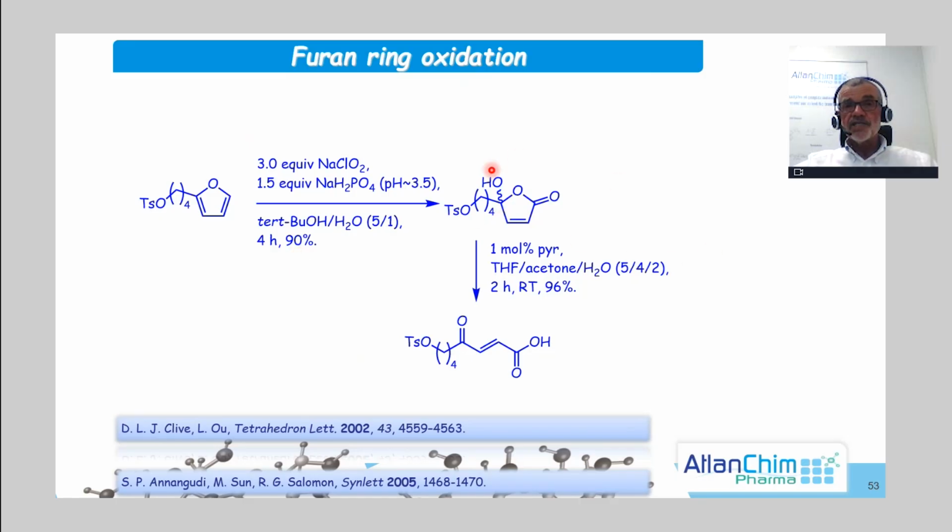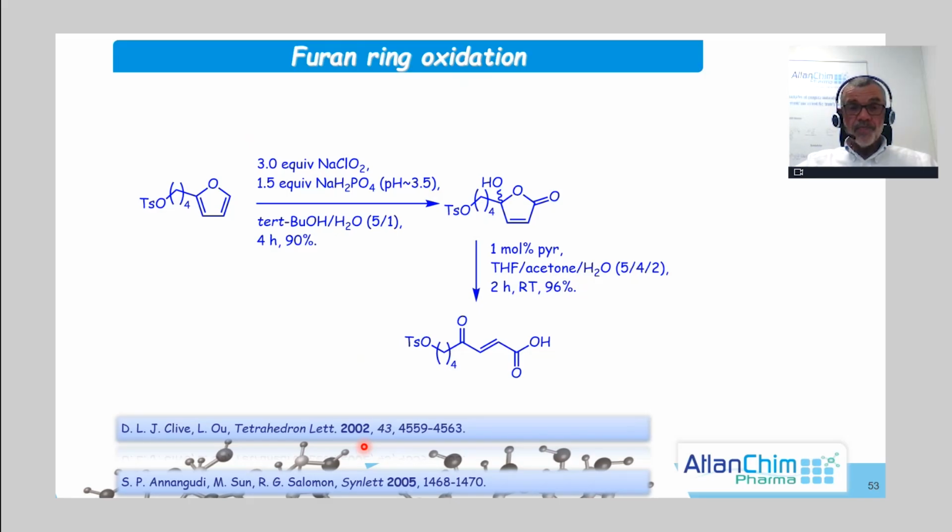Treatment of this latter intermediate with a catalytic amount of pyridine in a mixture of THF, acetone, and water afforded the E-4-oxo-2-alkenoic acid here in excellent yield. In fact, in 2002, Cleve discovered this oxidation of the furan ring as an unexpected side reaction in model studies on the synthesis of highly oxygenated complex compounds.